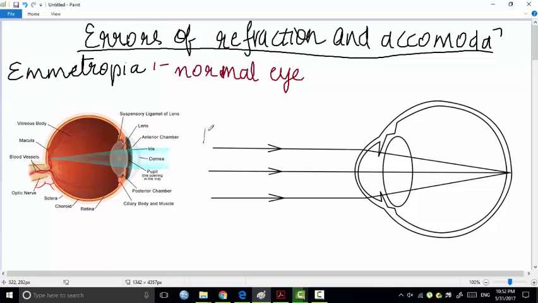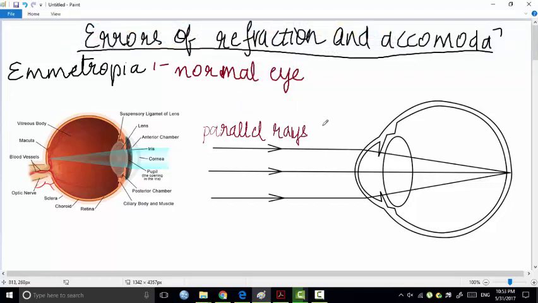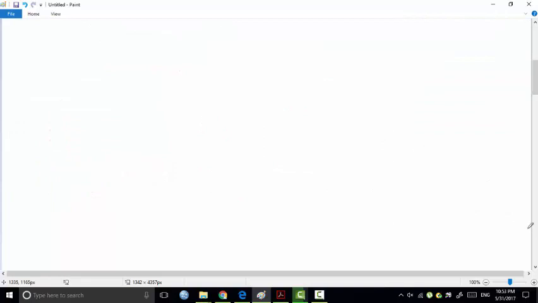So these are the parallel rays from infinity. These parallel rays from infinity are focused on the retina.